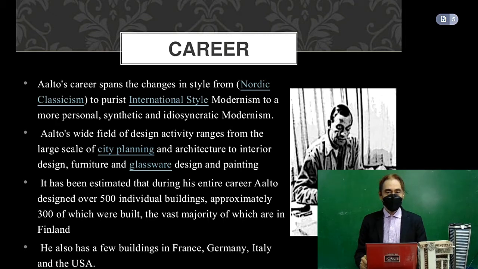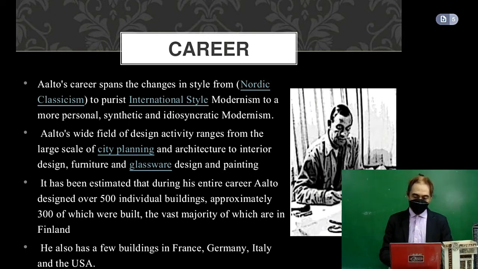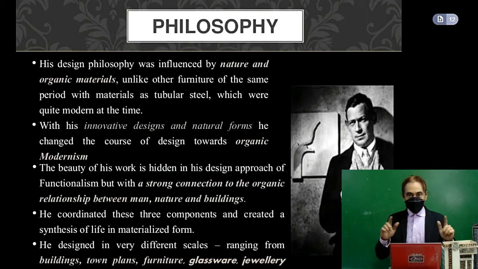modernism to a more personal, synthetic, and idiosyncratic modernism. Aalto's wide field of design activity ranges from the large scale of city planning and architecture to interior design, furniture and glassware design, and painting. It has been estimated that during his entire career, Aalto designed over 500 individual buildings, approximately 300 of which were built, the vast majority of which are in Finland. He also has a few buildings in France, Germany, Italy, and the United States of America.